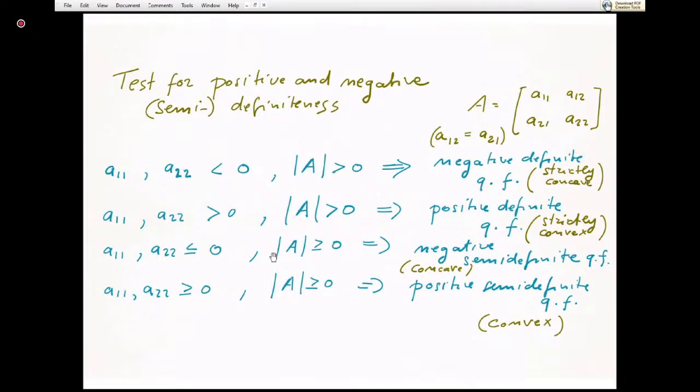Then there are the corresponding weak definitions. Weak means that I replace the inequalities with less or equal to or greater or equal to. If the two entries in the main diagonal are non-positive, negative or zero, and the determinant is non-negative, our quadratic form is negative semi-definite, which means concave but not strictly. If the elements in the main diagonal are positive or zero, and the determinant is again non-negative, we have a positive semi-definite quadratic form, which is convex but not strictly.